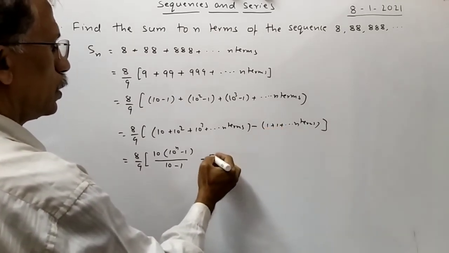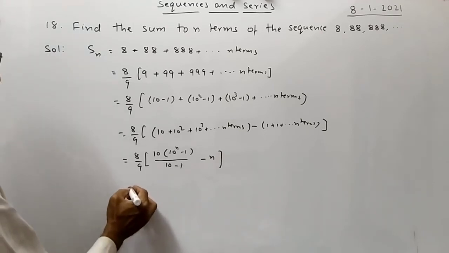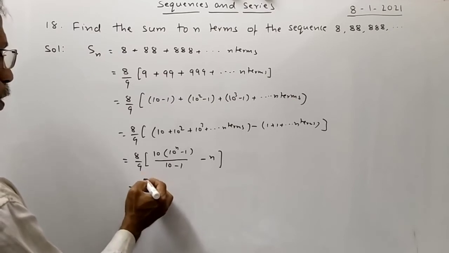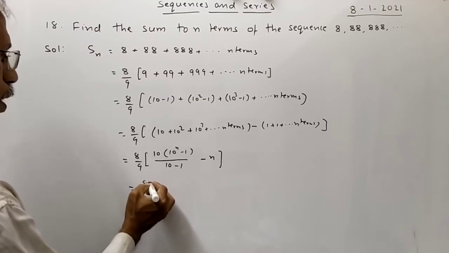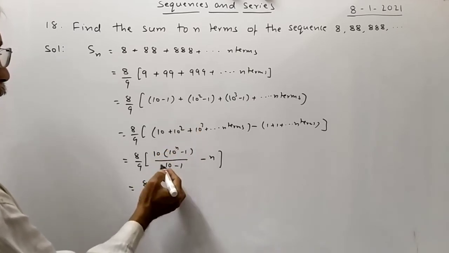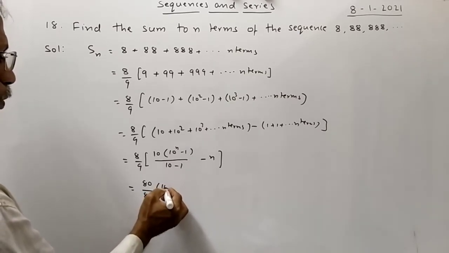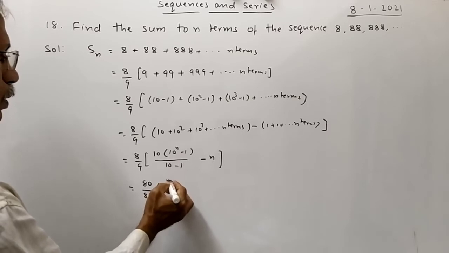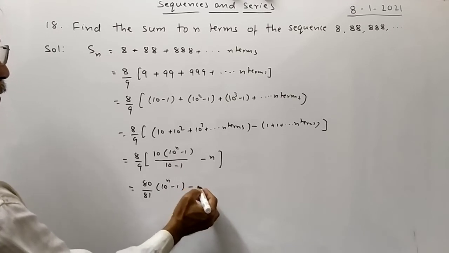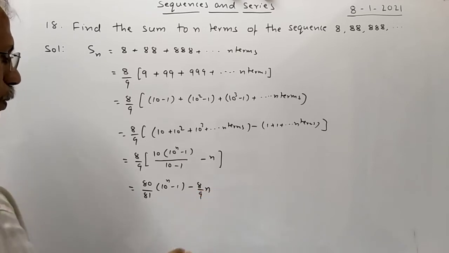minus n. Is equal to 80 by 9 into 9, 81 into 10 raised to the power n minus 1, minus 8 by 9 into n.